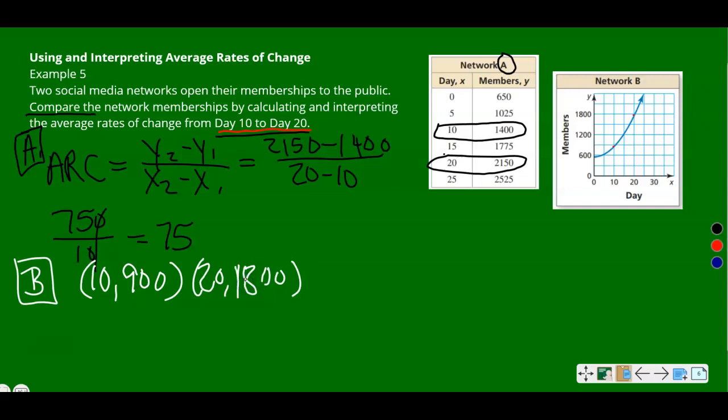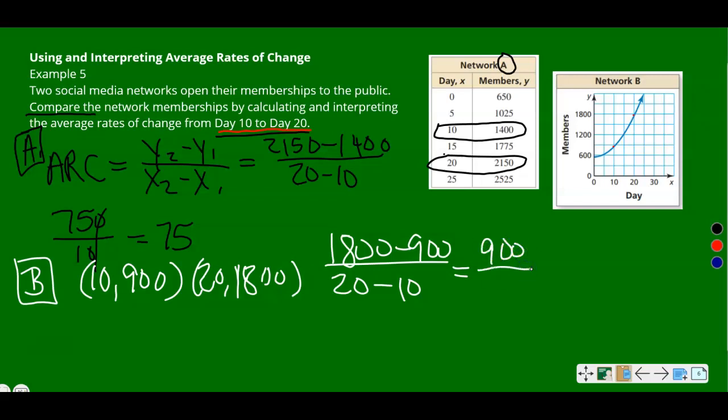All right, 20 and 1800, and then I'm going to do the average rate of change the same way. So I'm going to say 1800 minus 900, that's my change in y's. And then 20 minus 10, that's my change in x's. 1800 minus 900 is going to be 900. 20 minus 10 is 10. That's going to be about 90. All right, so we've got 75 for A, and we've got 90 for B.